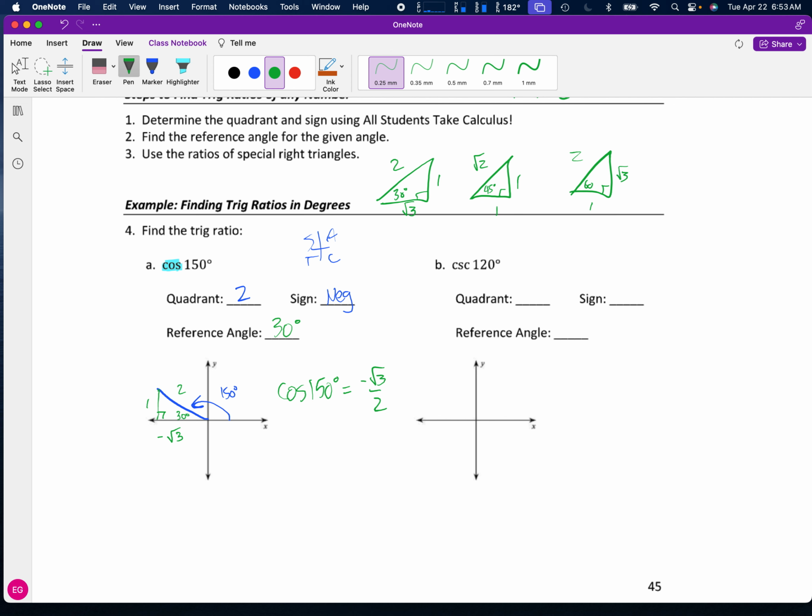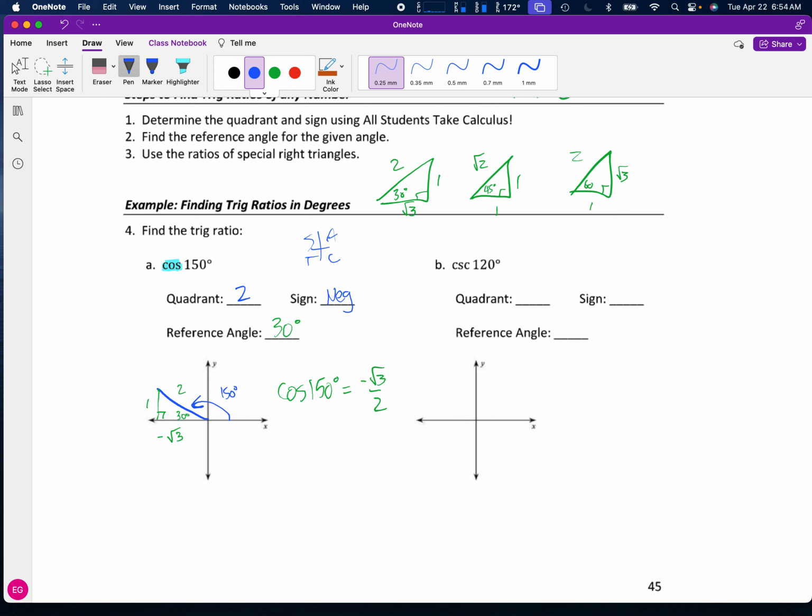But what I would suggest we do is we say, okay, it's a 30. Let me look at my 30 triangle up here and say, okay, cosine of a 30 would be the square root of 3 over 2. And then I know because it's in quadrant 2, it's negative. So my answer will be negative square root of 3 over 2. So I don't have to redraw this triangle every time. Let me show you with this guy over here.